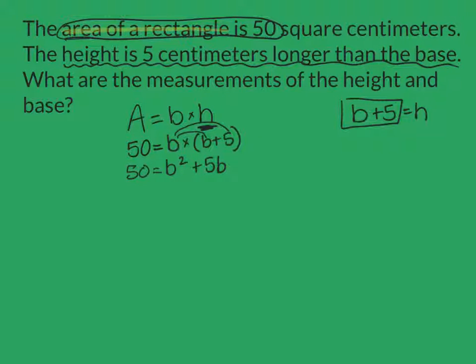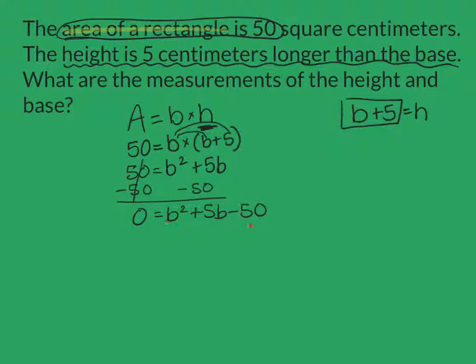Then eventually I'm going to want to factor this, but in order to factor, all of the terms here need to be on the same side of the equal sign. So I need to cancel this 50 and bring it over to the other side. So I'm going to do minus 50 on both sides of the equal sign. I'd be left with 0 on this side, equals B squared plus 5B minus 50.